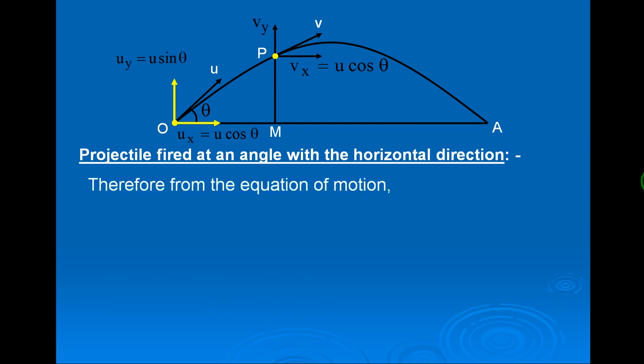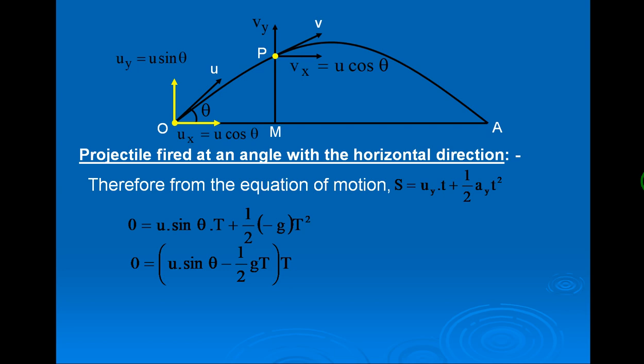Therefore, from the equation of motion, s is equal to ut plus half at square, we get 0 is equal to u sin theta into t plus half into minus g into t square. Again, plus into minus becomes minus. Therefore, we get 0 is equal to u sin theta minus half gt within the bracket, taking common capital T. Therefore, 0 is equal to within the bracket u sin theta minus half gt, into T.